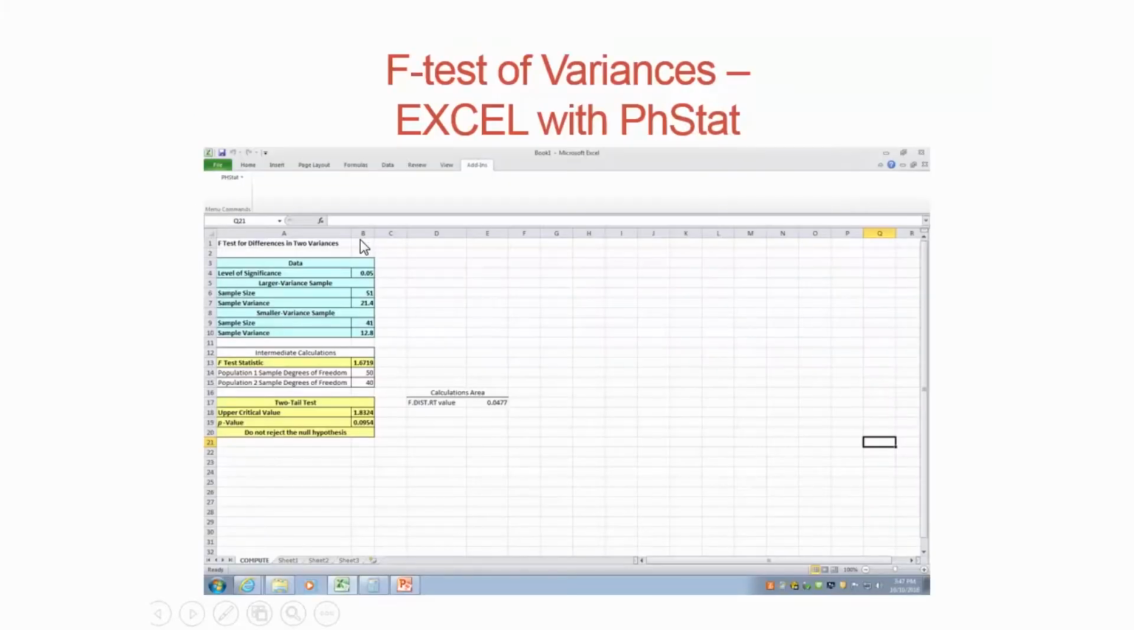Then we did an F-test of variances using Excel with PhStat. And this is what we ended up with. So it's an F-test of differences in two variances. 0.05 was the alpha level. These are the values that we had for the two samples. And this is the F-test statistic, which is step 5. And this is my upper tail critical value as well as my p-value. It says, do not reject the null. So that gives us a pretty good idea that we should be able to use the pooled variance t-test to test the means. But let's go through the steps, see how we would write this up, and how we come to that conclusion.